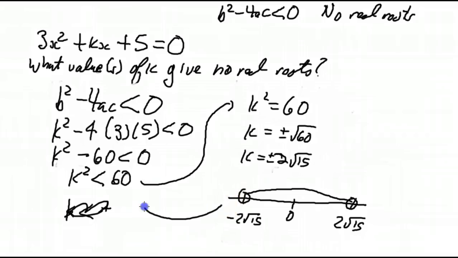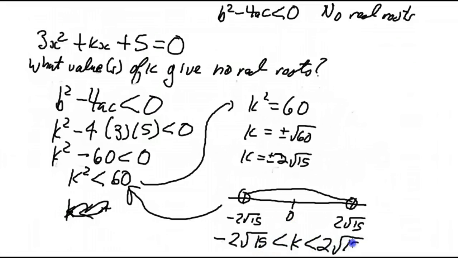Okay, so let's relate that back here. So for example, 2 root 15 is root 60. What's something bigger? Root 15, let's say, is around 4. So let's say we put a 9 in there. Right, then if k is 9, k squared will be 81, which is not less than 60. And similarly, if I tried negative 9. So values that are outside of this range. Okay, so my answer is negative 2 root 15 is less than k, which is less than 2 root 15.